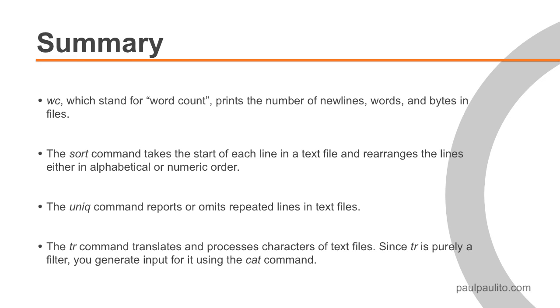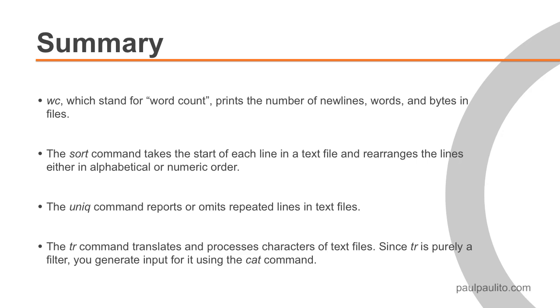Summary. wc, which stands for word count, prints the number of new lines, words, and bytes in files. The sort command takes the start of each line in a text file and rearranges the lines either in alphabetical or numeric order. The uniq command reports or omits repeated lines in text files.